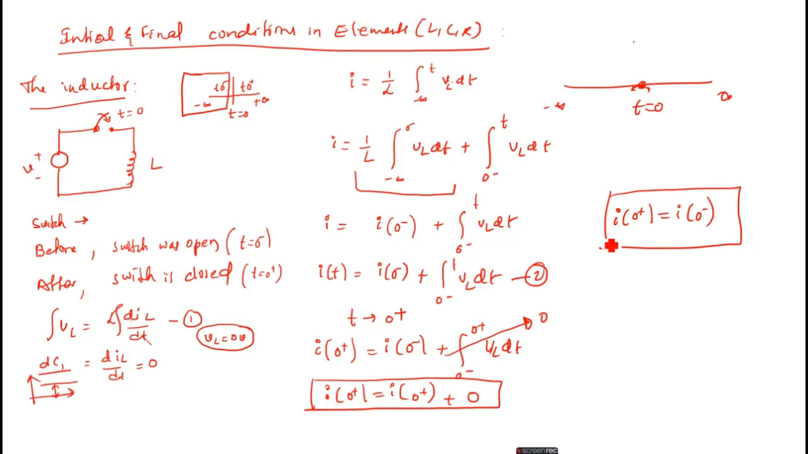So the meaning of this is that the current through an inductor will be the same before and after switching. One more definition: the inductor will not support an instantaneous change of the current flowing through it. I repeat here.